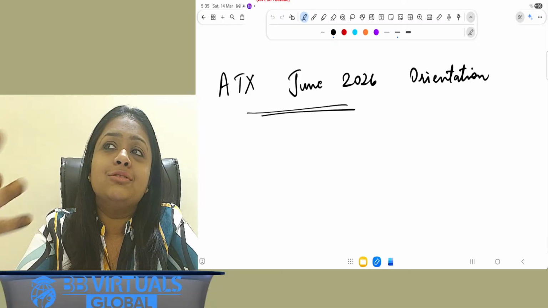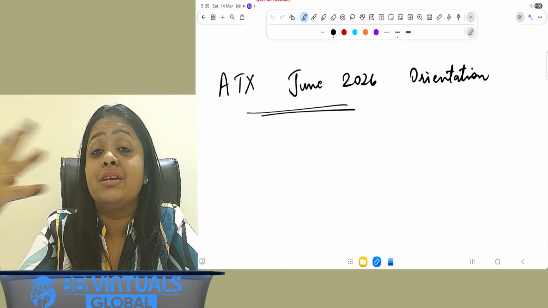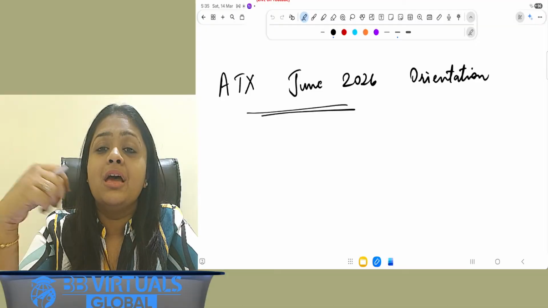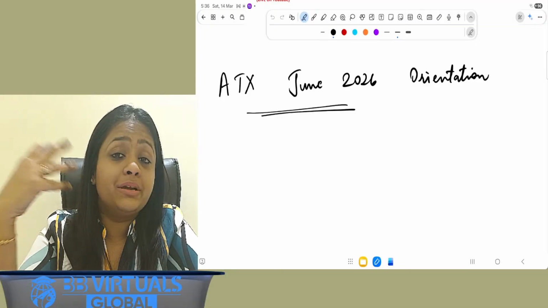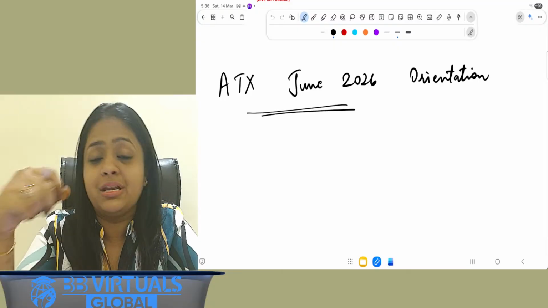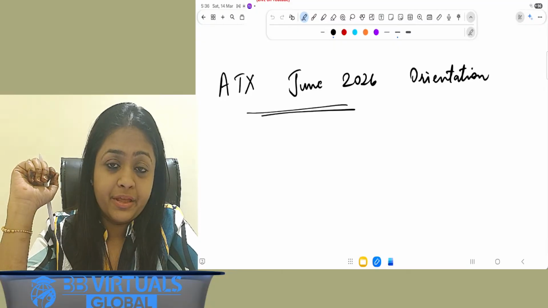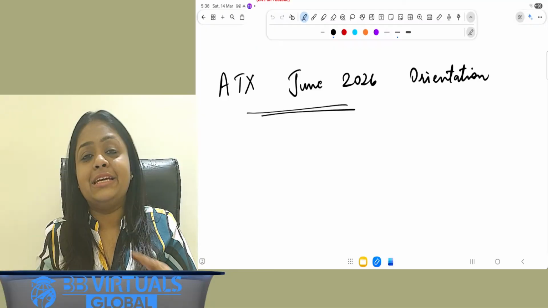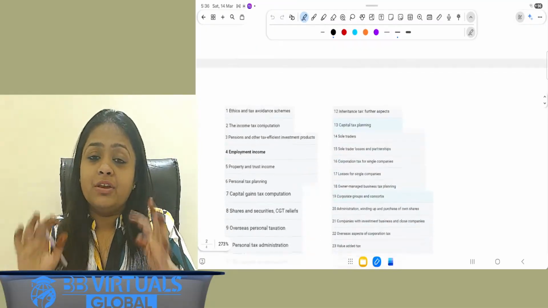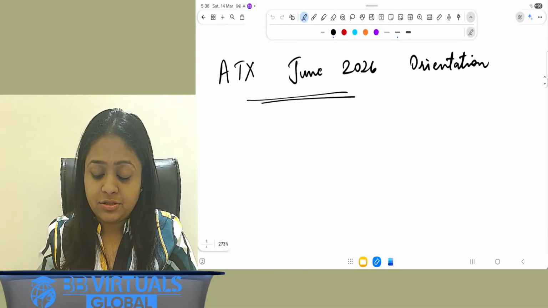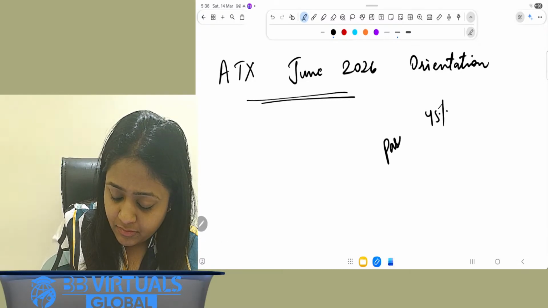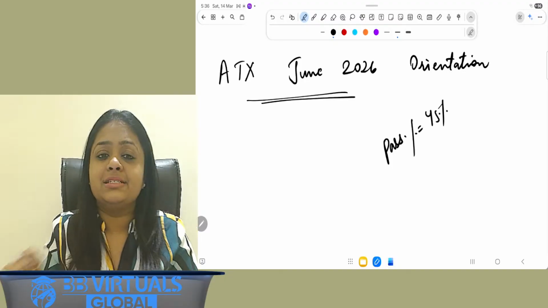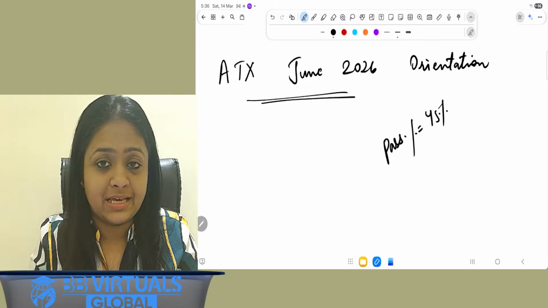Now I'll tell you the applications, wherein we can use ATX, and how the ATX subject can help you better evolve as a manager, as an ACCA professional. When you take ATX as a subject and look at the pass percentage, it is roughly around 45 to 50%.